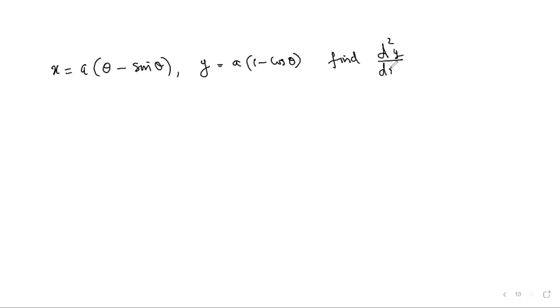x is equal to a into theta minus sine theta, and y is equal to a into 1 minus cos theta. Find d square y upon dx square, the second order derivative. You can start with me.